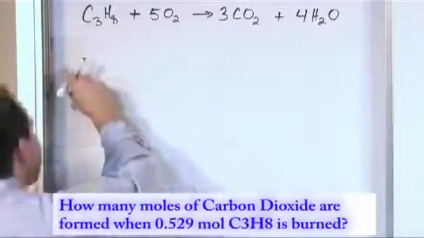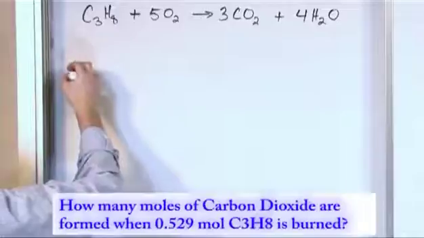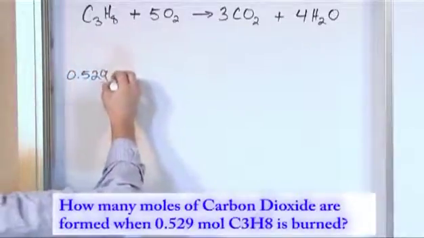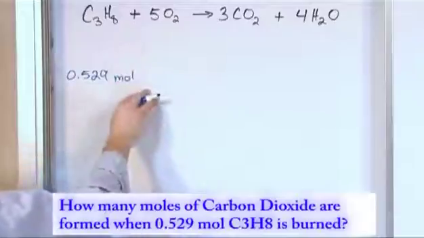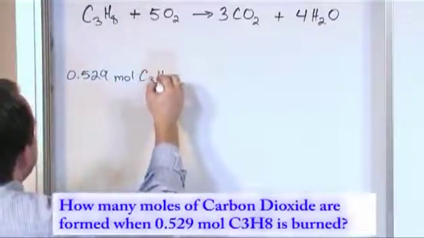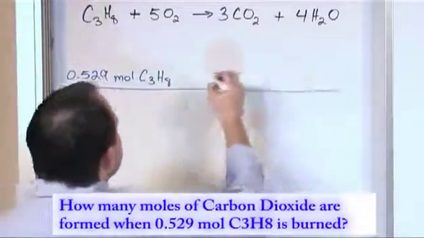What you do is you write down what you know. You always write down what you know. What we know is we have 0.529 moles, and don't just put moles down. You have to say moles of, what are you talking about? Moles of C3H8. And I draw my horizontal line, and I draw my vertical line.